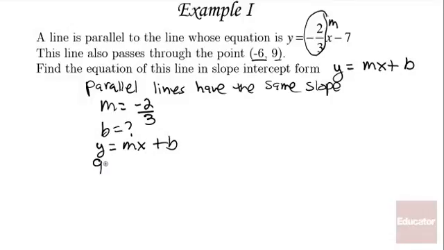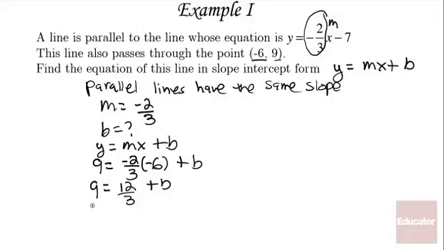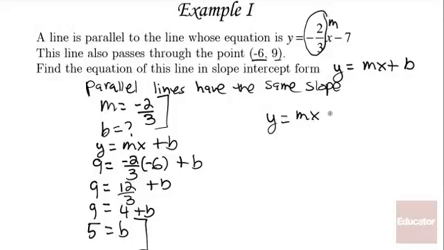So y is 9, m is -2/3, x is negative 6, and I'm just solving for b. So 9 equals 12 thirds plus b. So 9 equals 4 plus b. Now I'm just going to go ahead and subtract 4 from both sides, and that tells me that b equals 5. So I've got my m, and I've got b, so I can put this into this equation. y equals -2/3 x plus 5.